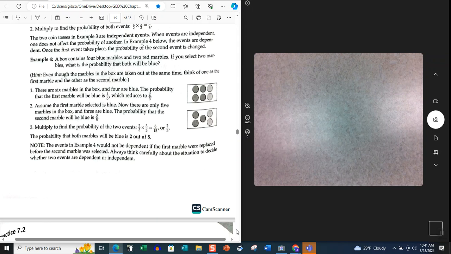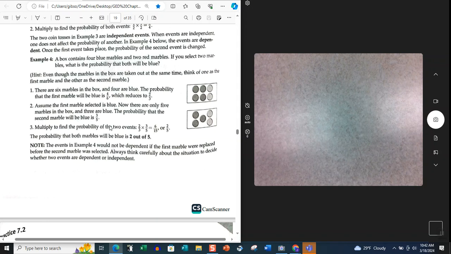Assume the first marble selected is blue. Now there are only 5 marbles in the box, and 3 are blue. The probability that the second marble will be blue is 3 out of 5. Because remember, when you pull out that first marble, they're assuming that you're not putting that marble back in. So if you assume that first marble you pulled out is blue, that means that instead of 6 overall marbles, there are only 5. And instead of 4 blue, there are only 3 blue. So this is how it's dependent, where it can change the value of the second probability.